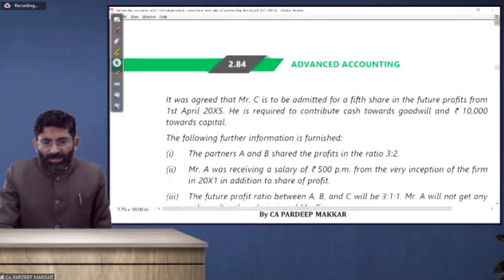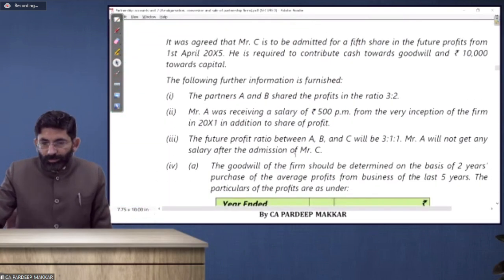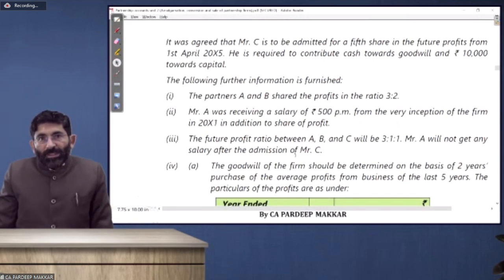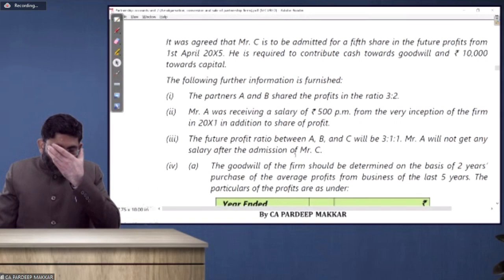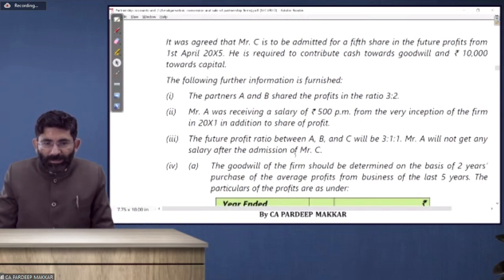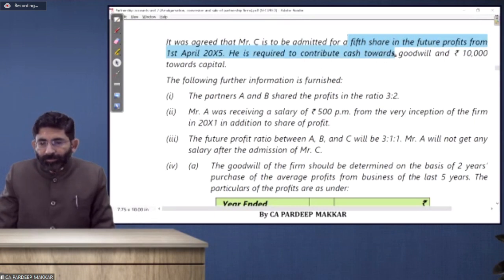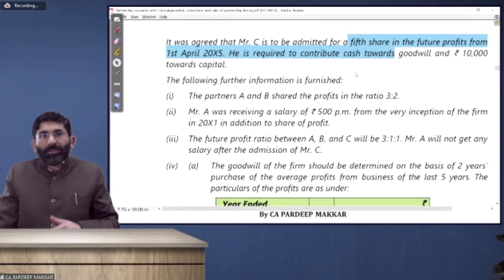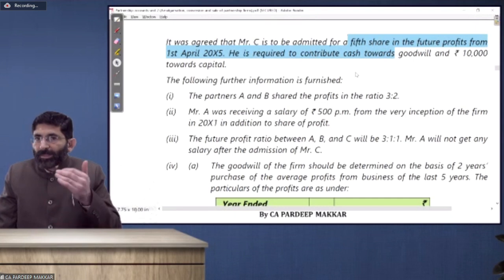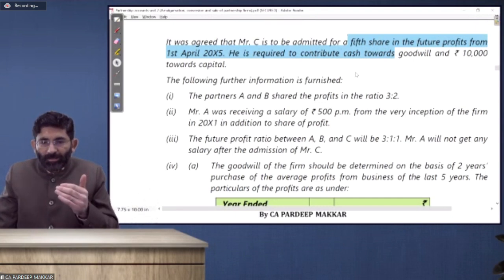Okay. It was agreed that Mr. C is to be admitted. Now, one thing is known to us, that all things have happened on different dates. So try to understand this, that the balance sheet is given on 31st of March 2015, and on the very next day, we can assume that balances of the same date are with us. C is admitted. So this is just a simple admission. For admission, he will have to contribute cash toward goodwill and cash toward capital. How much goodwill he will pay? How much capital he will pay? He will contribute cash toward goodwill and cash toward capital.